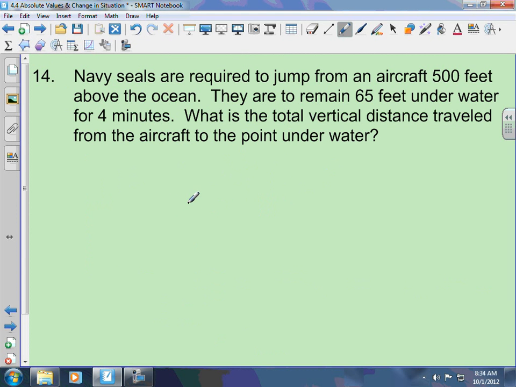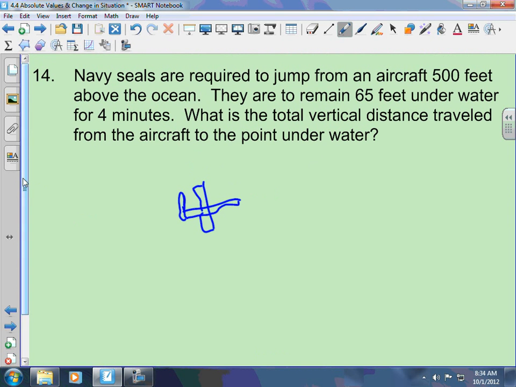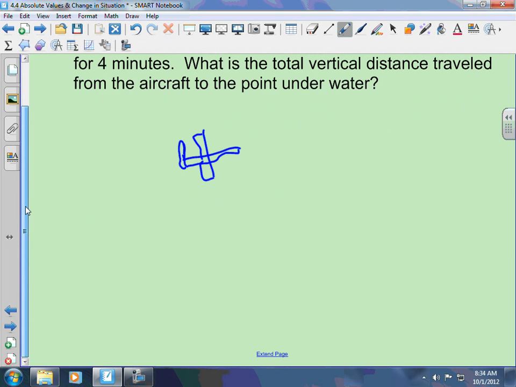Okay, Navy SEALs are required to jump from an aircraft. There's my aircraft. That aircraft is 500 feet in the air above the ocean. They are to remain 65 feet underwater for 4 minutes. What's the total distance they traveled?